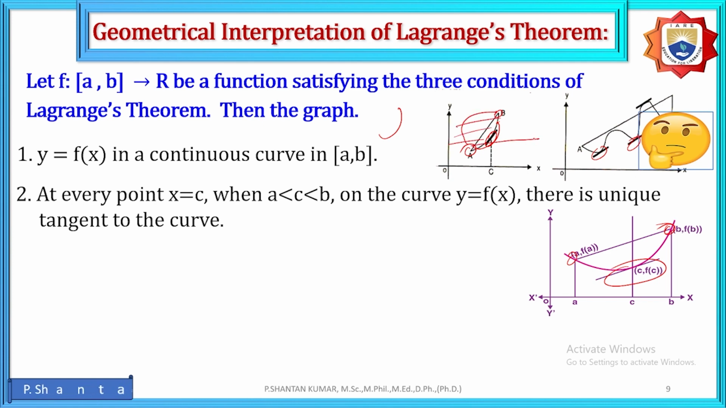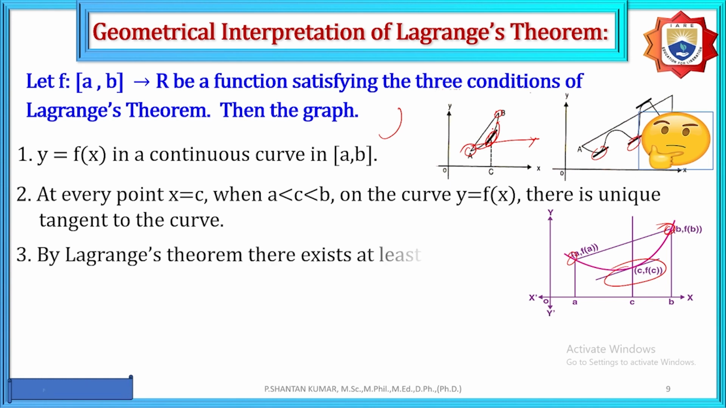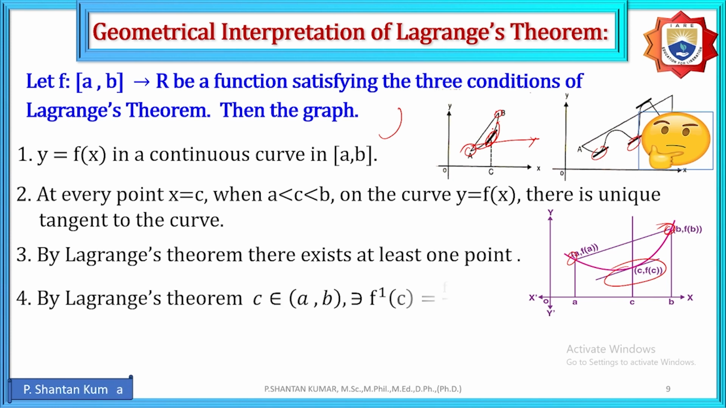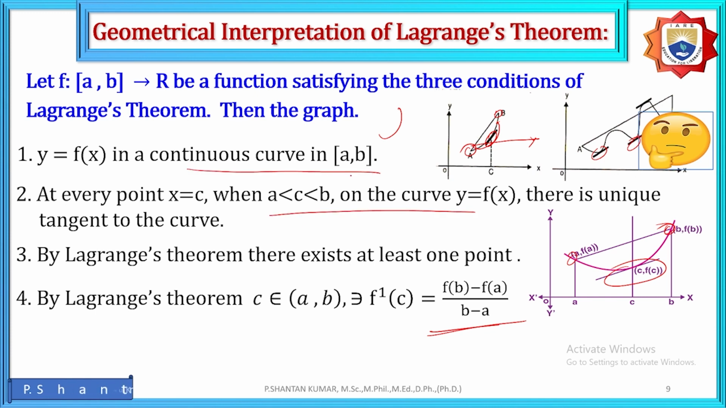That means it is required up to here, and it satisfies the condition. It is clearly showing that f of a is not equal to f of b. Then there exists c belongs to (a, b) such that f dash of c is equal to f of b minus f of a by b minus a. These required conditions are clearly satisfied. Therefore, this is the statement for Lagrange's mean value theorem, geometrically.